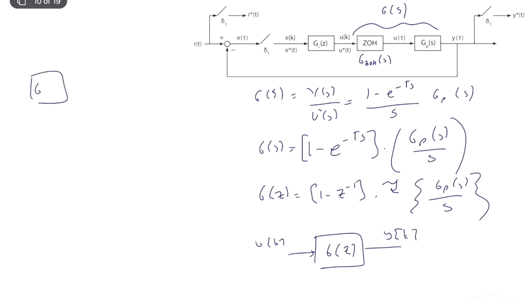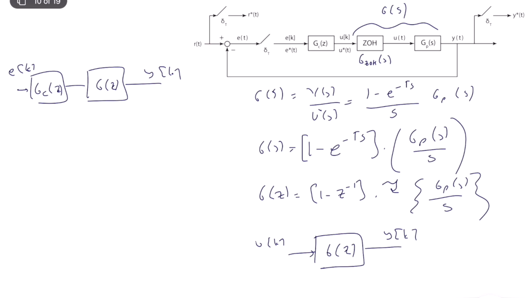Here we have Gc(z). This is a purely discrete time signal. This is G(z). We have y(k). This is e(k). As you can see, it's a purely discrete time signal. Input is discrete, output is discrete.